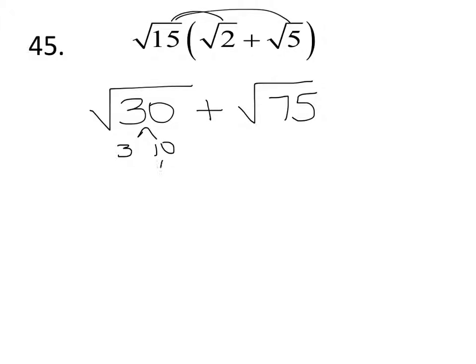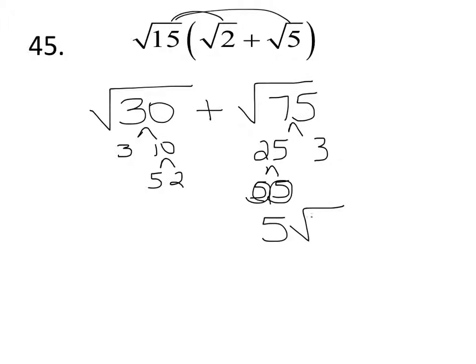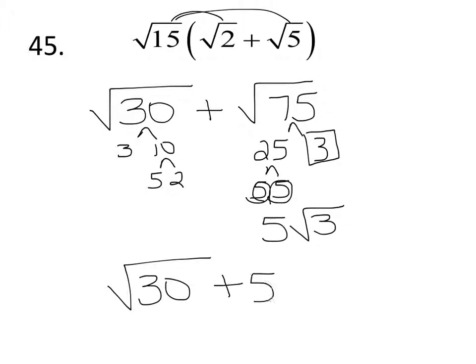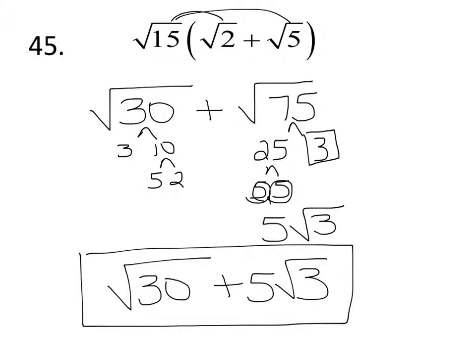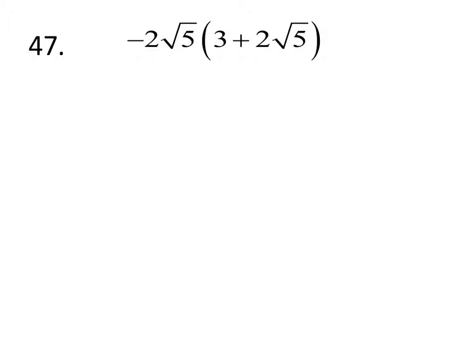30 is 10 times 3, and 10 is 5 times 2. So 30 is actually in its simplest form. Let's see about 75. 75 is 25 times 3, and 25 is 5 times 5. So I can actually bring a 5 out front and just leave the square root of 3. So our answer is the square root of 30 plus 5 square root of 3. Can't take it any further because our radicands are different. Same thing here.